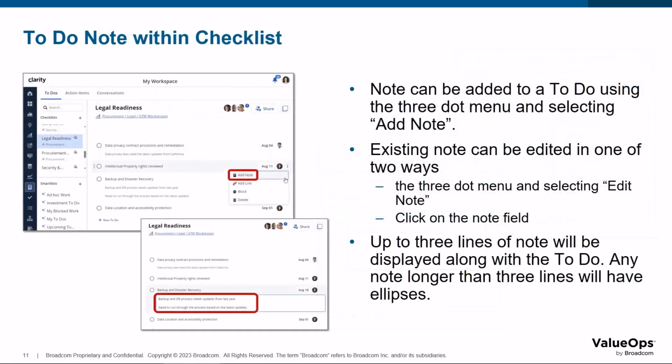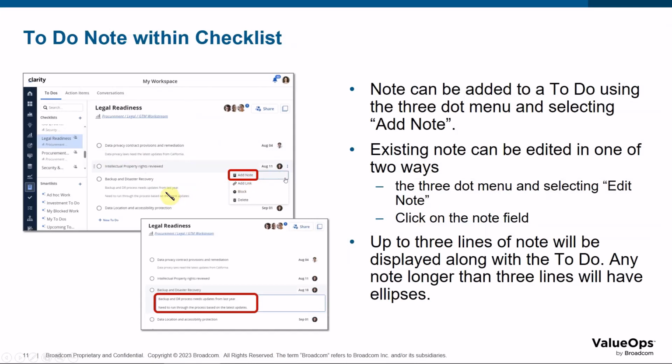The to-do note within the checklist is available by listing it right below the to-do itself. So if this is my to-do, there is a note right below that I can easily see that has been populated. If I want to add a note to any other to-do, I can use the three-dotted icon menu and then select the add note option from there.